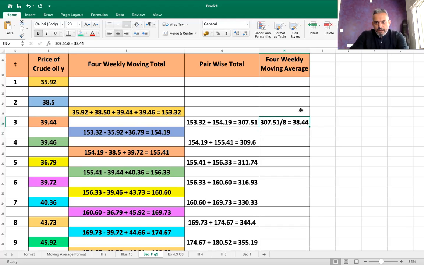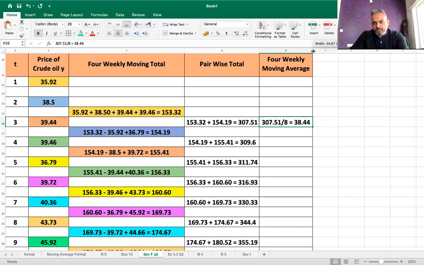Now you have to write all these calculations over here. You have to write 307.51 divided by 8. Don't just write the final answer, otherwise your marks may be deducted for presentation. That's why I'm doing these sums, so that you see how I'm doing it, and you have to do it the same way. 309.6 divided by 8 is 38.7.